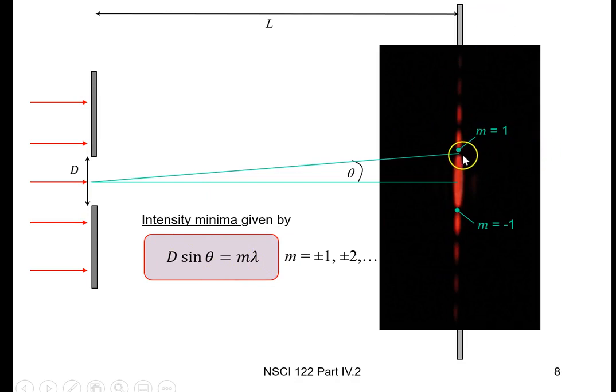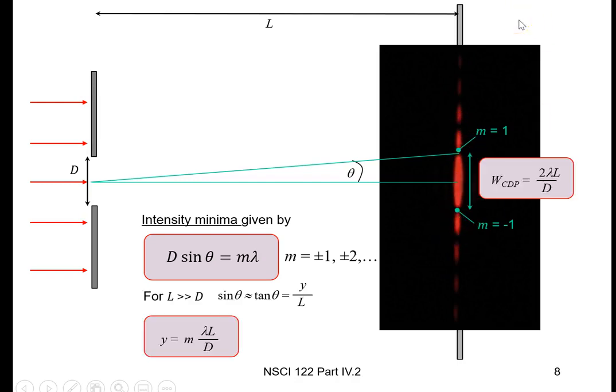So in this picture, this would be the m equal 1 intensity minimum right there, and there would be the m equal minus 1 intensity minimum down there, and then m equal 2 up here, m equal minus 2 right there. So you get this predicted.